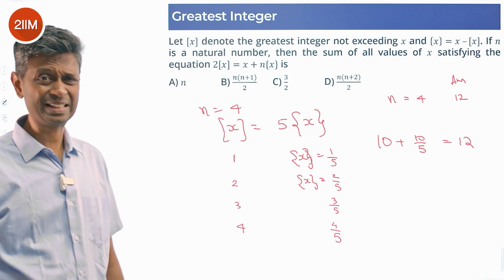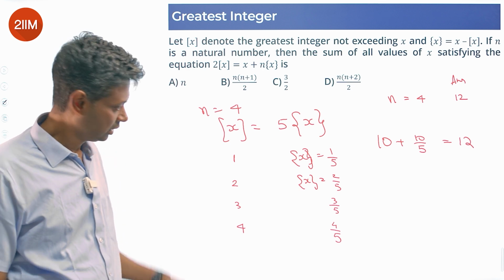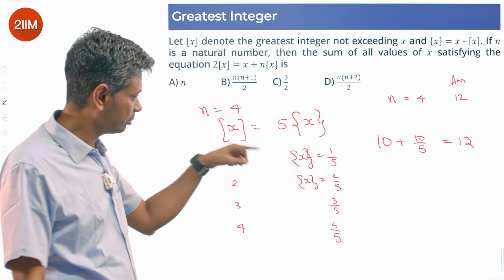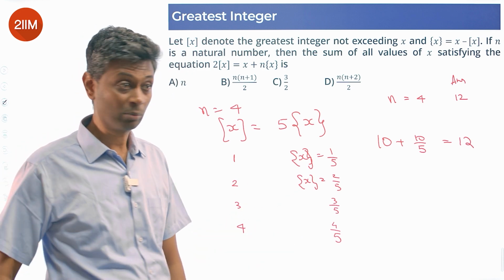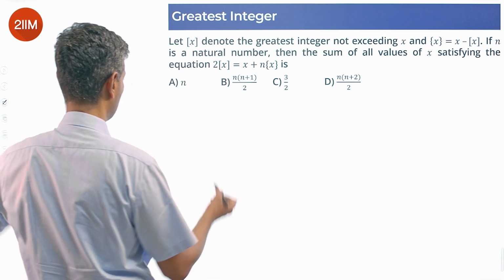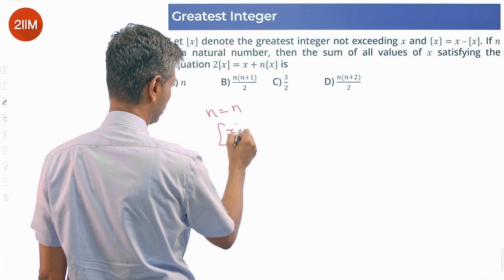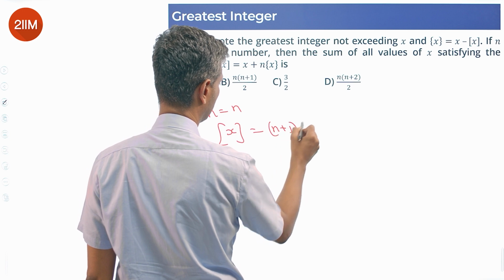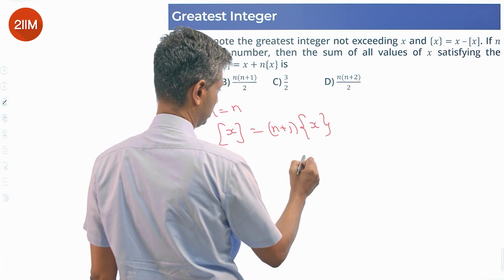Now we have to extrapolate this. And so when n becomes 5, this will become 6. I'll have 1, 2, 3, 4, 5. I'll have 1, 1 by 6, 2, 2 by 6, 3, 3 by 6, 4, 4 by 6, 5, 5 by 6. Now I'm going to solve it for n and not for numbers. N is n. Greatest integer of x equals n plus 1 times decimal part of x.